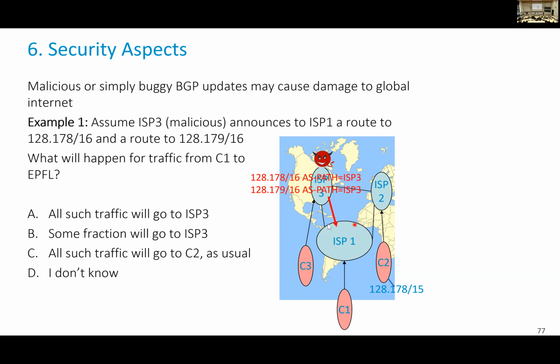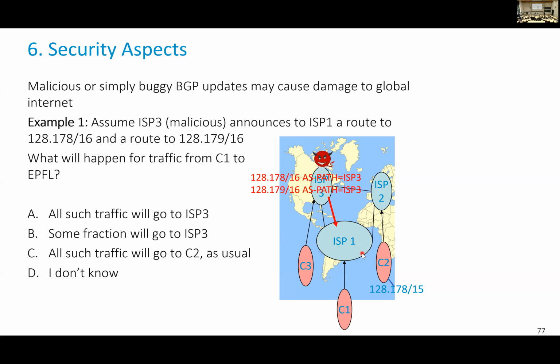But if ISP1 does not do aggregation, then inside ISP1, there will be three prefixes, 1, 2, 3. Remember, with BGP, overlapping prefixes are considered as different prefixes. So there will be three prefixes. This one will be accepted. This one will probably be accepted as well.